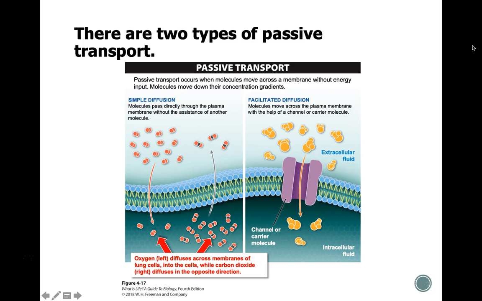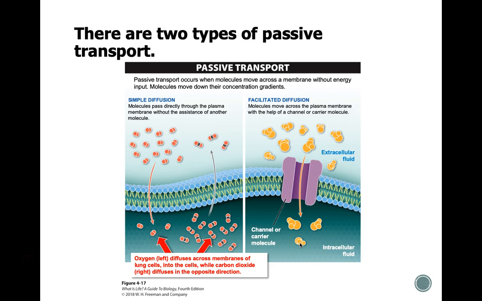Now we can also have something called facilitated diffusion. Facilitated diffusion just means that it's diffusion happening through a mediator or through a channel. There's, in this case, a protein that's embedded in our plasma membrane, and those molecules that need to come in are highly concentrated outside and less concentrated inside. And so they'll flow through this channel protein from their area of high concentration to their area of low concentration. Now, this can also go both ways depending on the protein.